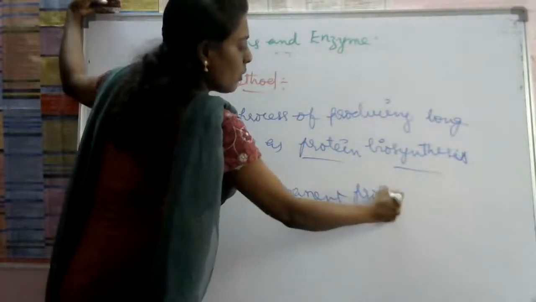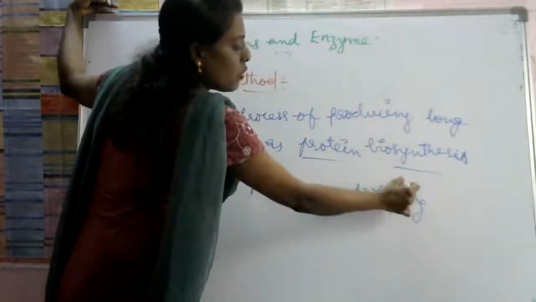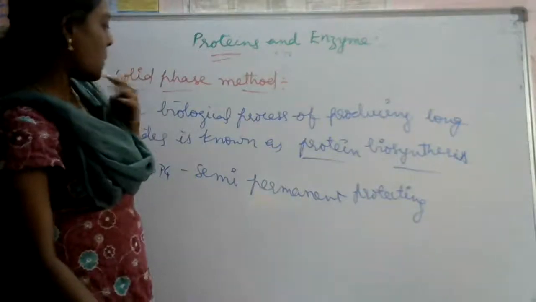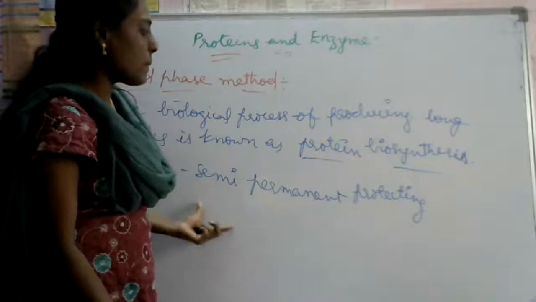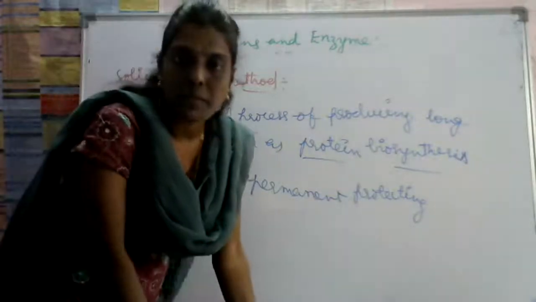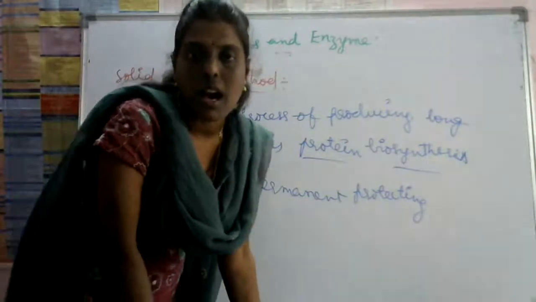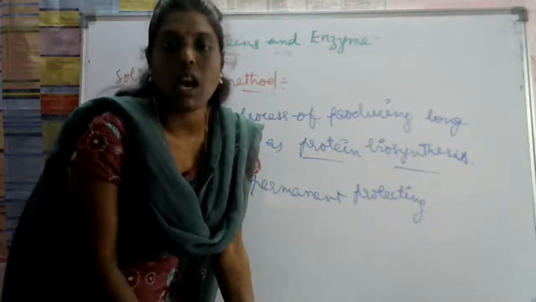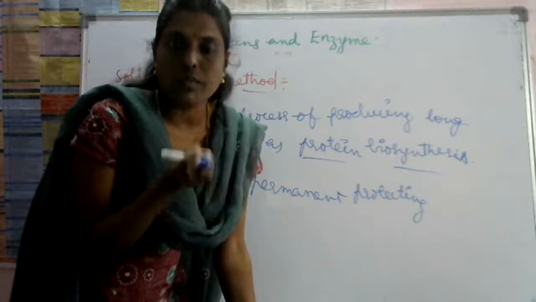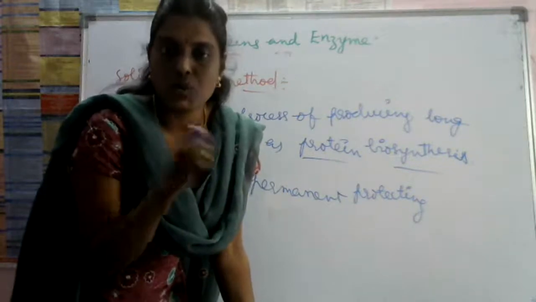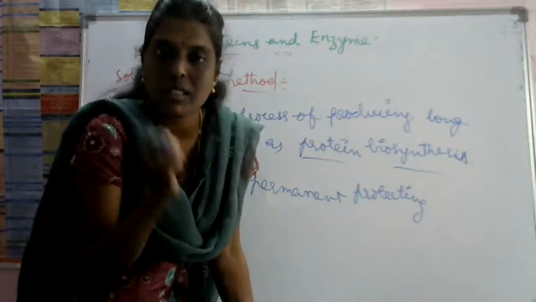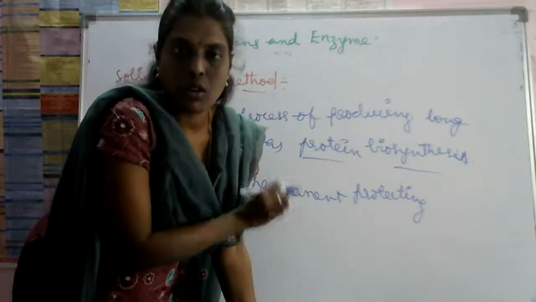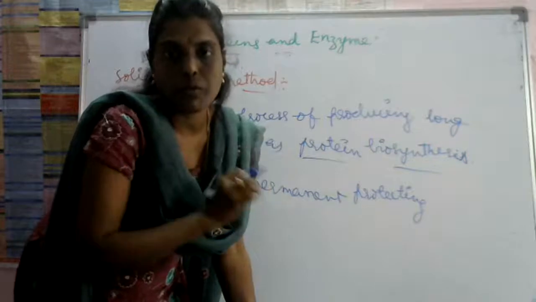The first step is we have to protect the amino group. First we have to do semi-permanent protecting. In the first step, we have to protect the amino group, because it is a very active group which is involved during the peptide synthesis and disturbs the formation of the peptide. So we have to protect the amino group first.